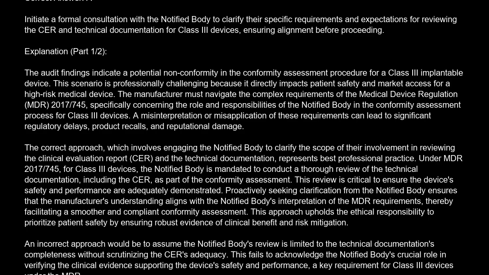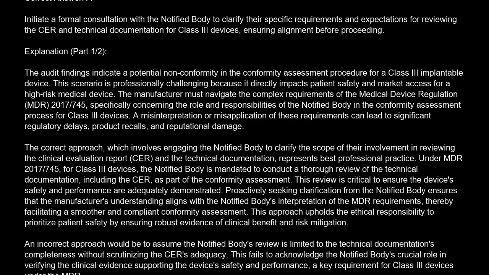The correct approach, which involves engaging the notified body to clarify the scope of their involvement in reviewing the clinical evaluation report, CER, and the technical documentation, represents best professional practice. Under MDR 2017/745, for Class III devices, the notified body is mandated to conduct a thorough review of the technical documentation, including the CER, as part of the conformity assessment. This review is critical to ensure the device's safety and performance are adequately demonstrated.